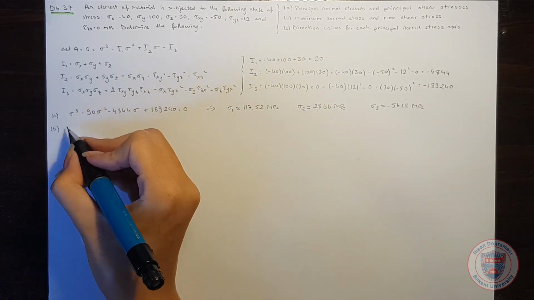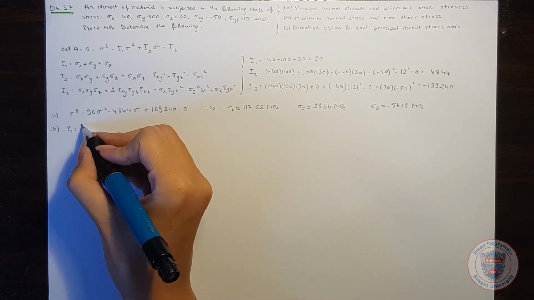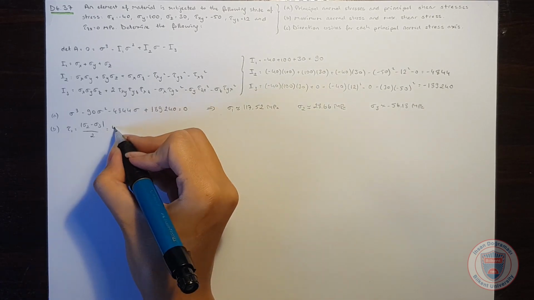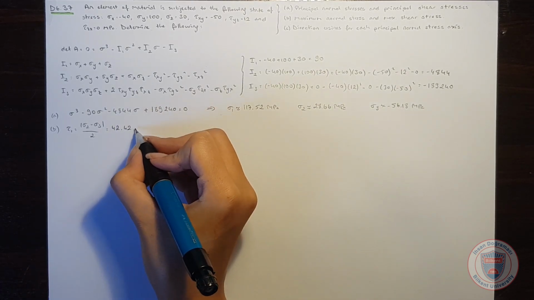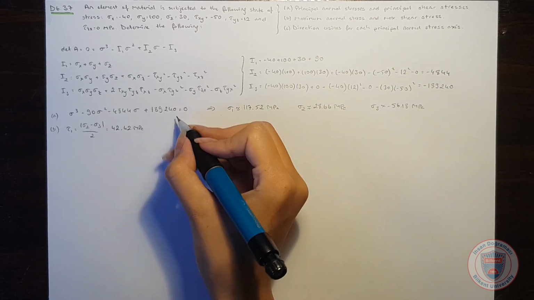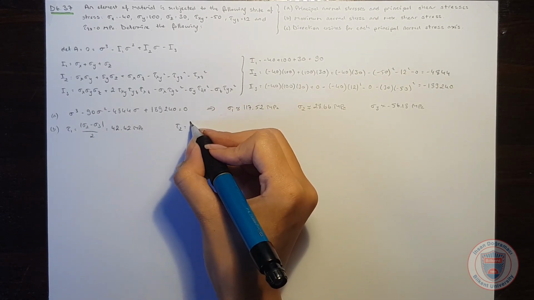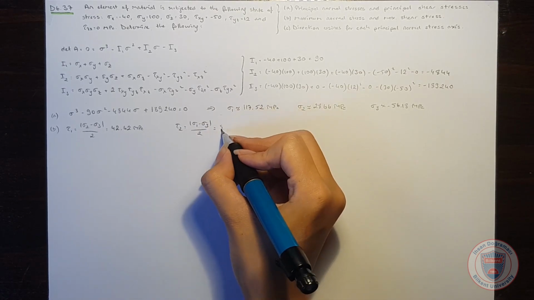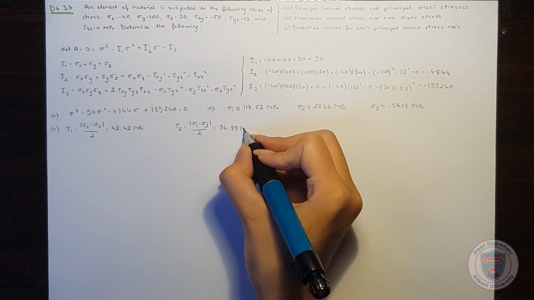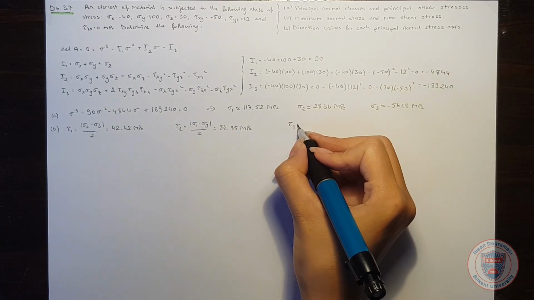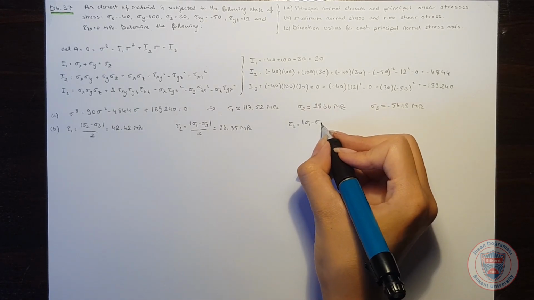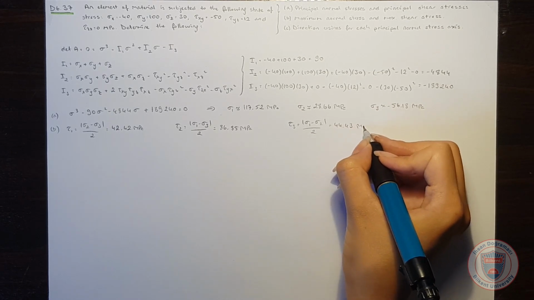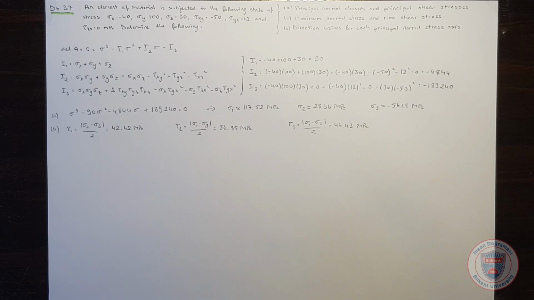For part B, we know that tau 1 will be equal to sigma 2 minus sigma 3 over 2, and it is 42.42 MPa. Tau 2 will be equal to sigma 1 minus sigma 3 over 2, and it is 86.85 MPa. And finally, tau 3 will be equal to sigma 1 minus sigma 2 over 2, and it is 44.43 MPa. Now we can move to part C.